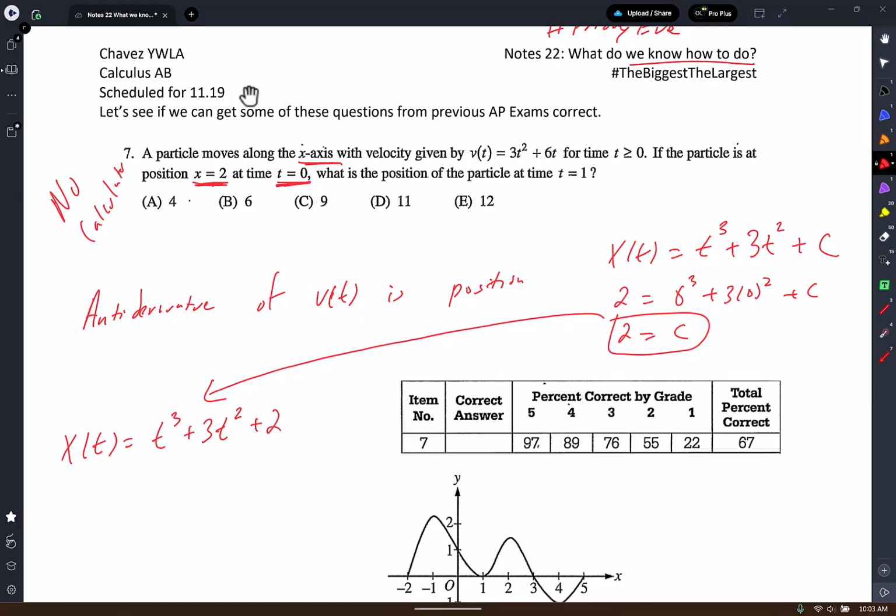I'll slow down. That is your position equation. What do they want? The position at what time? At 1. So now we're just going to plug in. X of 1 equals 1 cubed plus 3 times 1 squared plus 2. What's 1 plus 3 plus 2? There it is. That's it. That's fine. So what do we learn from these percentages? It looks to me, just looking at the percentages, like anyone who's qualifying is getting this one correct. So that's how you can give yourself, like, am I in good standings or am I not?